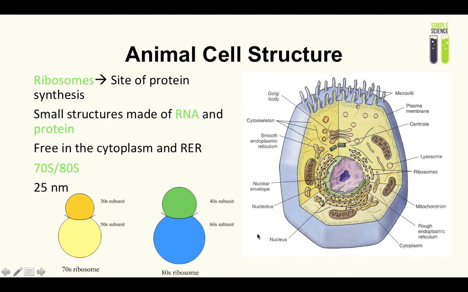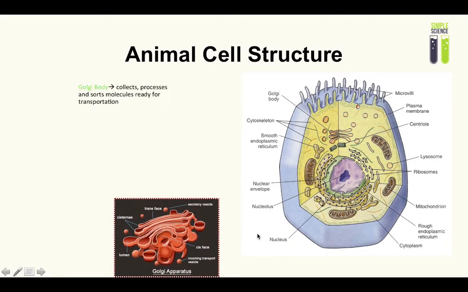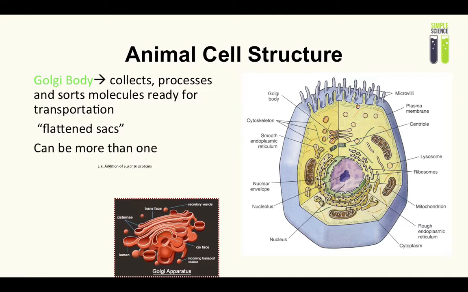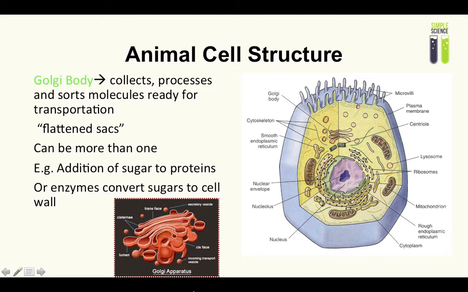Alright, now let's check out the next organelle, which has a lot of names, but I like to call it Golgi body because it's really simple. It can also be known as the Golgi apparatus, or the Golgi complex. And basically what it is, it's over here. It's just a stack of flattened sacs.